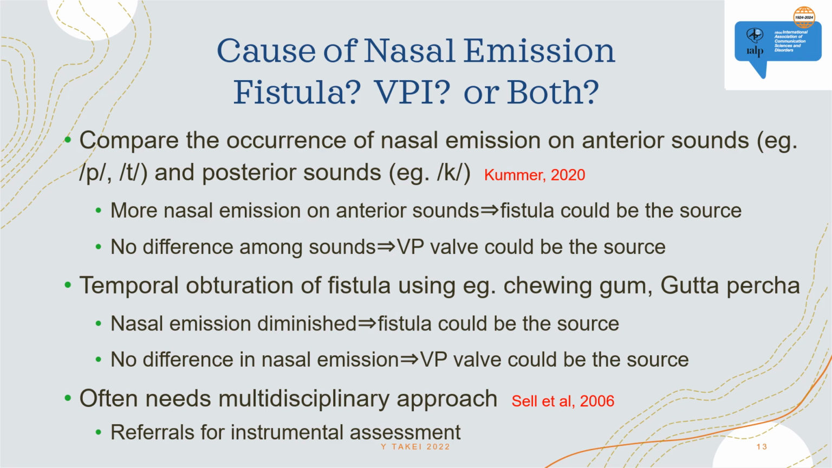Temporal obturation of fistula can be helpful to determine the cause. Materials such as chewing gum or gutta percha, which is used in root canal treatment, or some other adhesive materials are used. If the nasal emission is diminished, fistula could be the source. And if there is no difference in nasal emission, velopharyngeal valve could be the source. I never do this technique myself, and I recommend to get help from a dentist or surgeon.